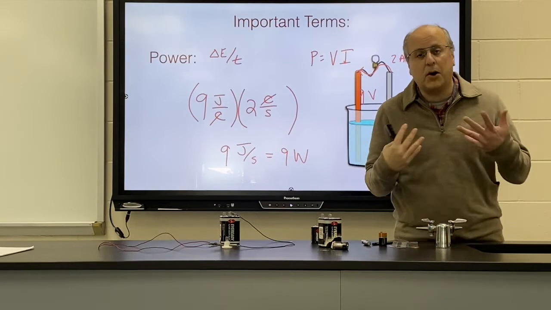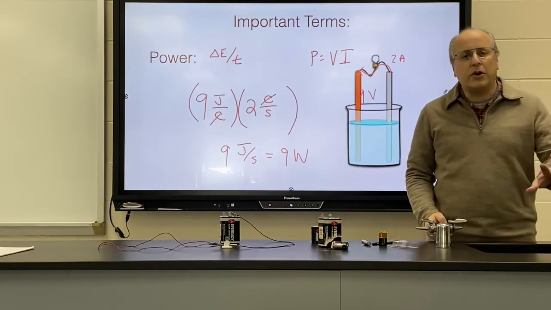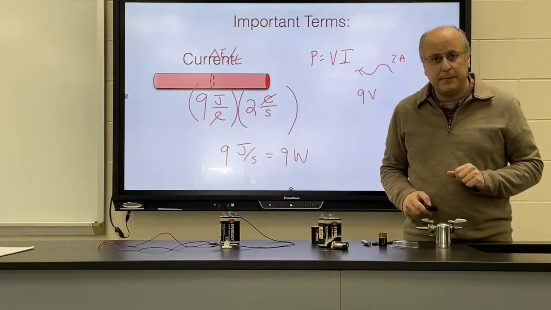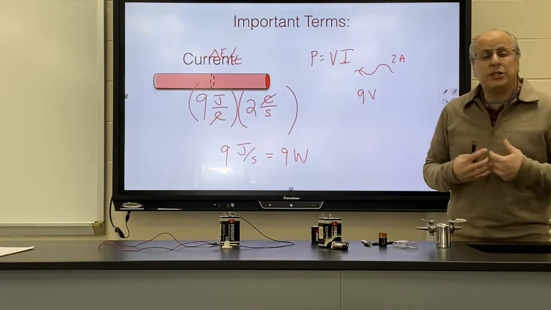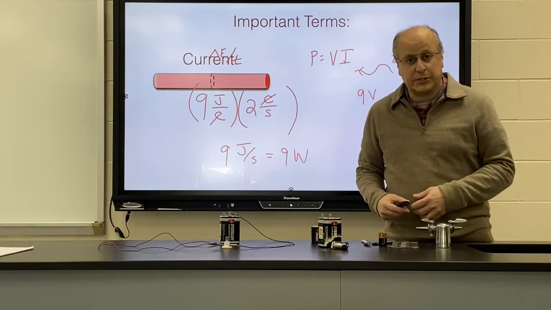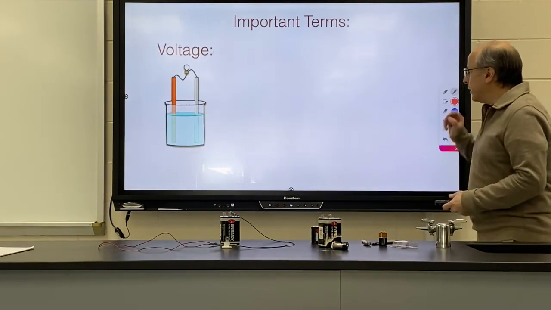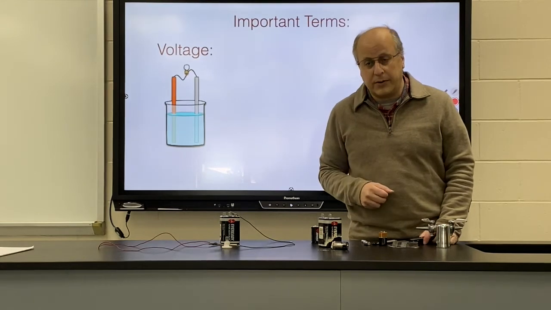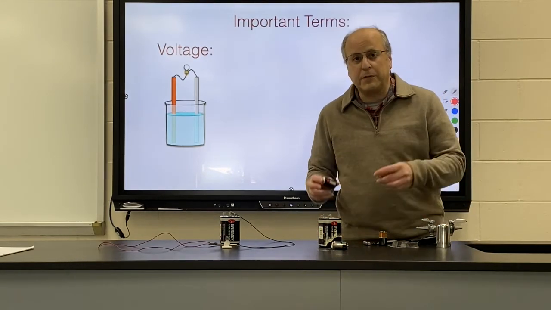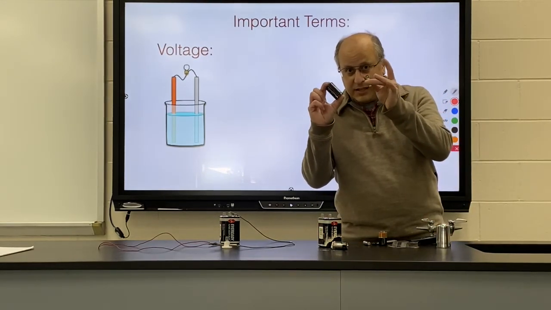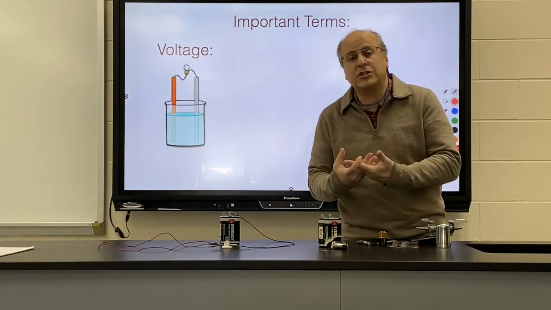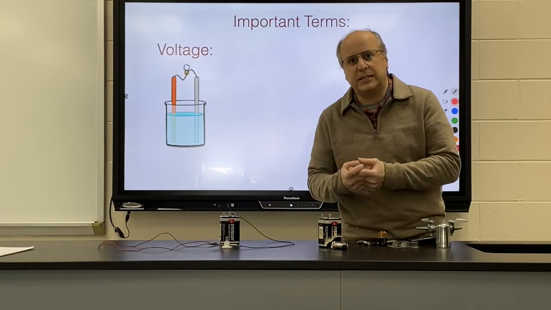P = V I, PVI. So those are the important terms. Power, energy per second. Current, which is how much charge flows per second. And voltage, which tells us how much energy our charges are going to possess. Remember, voltage does not depend on the size of the battery, but it depends upon the reactions that are taking place inside the battery.